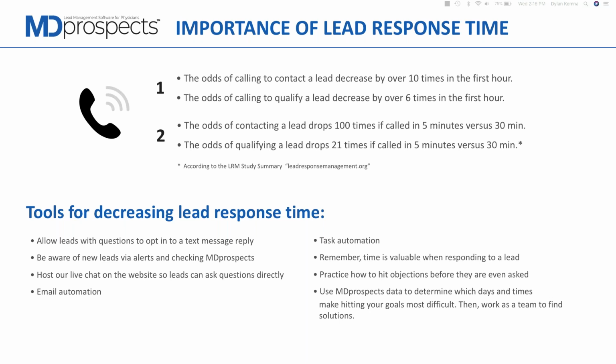And that's one of the reasons I wanted to have this call today with OptiCall. Often a barrier for people is simply having someone available to answer that call or that online lead. So use the data in your MDprospects to determine which days and times make hitting the goals the most difficult, and then work as a team to find those solutions. And so, Dylan, if you don't mind sliding to the next slide.